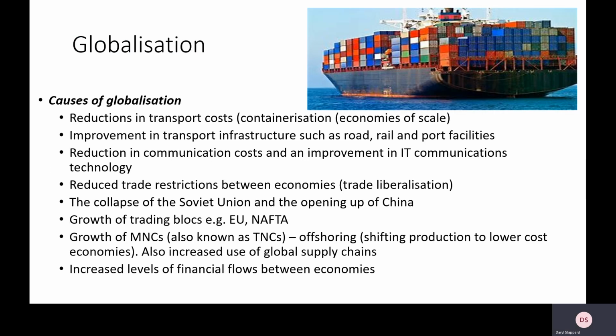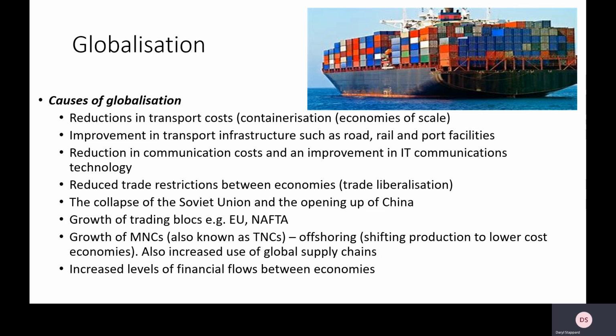Right, okay, now what are the causes of globalization? Well, I've put down here a reduction in transport costs. You've got here a photograph in the top right-hand corner of a container ship. Well, these things can carry a large volume of goods across the world at ridiculously low costs.